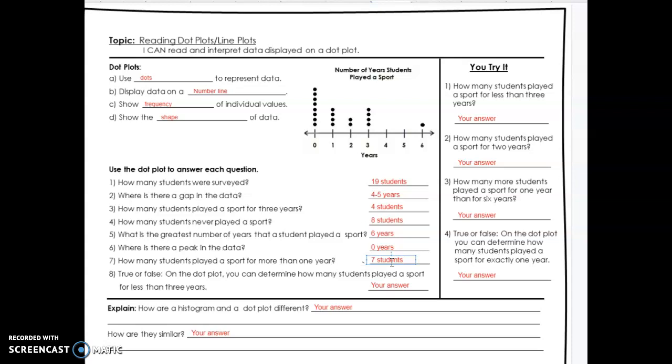True or false? On the dot plot, you can determine how many students played a sport for less than 3 years. Yes, we could, right? We could count all of the things less than 3.